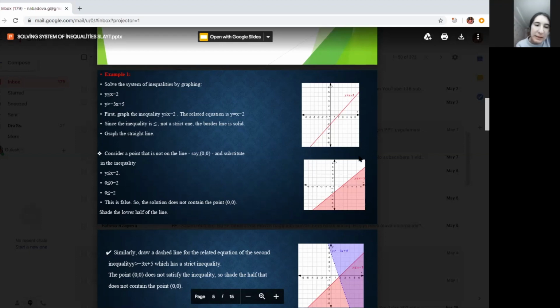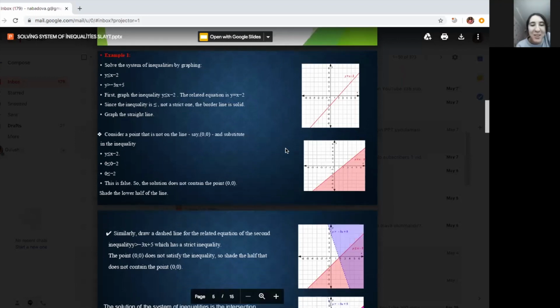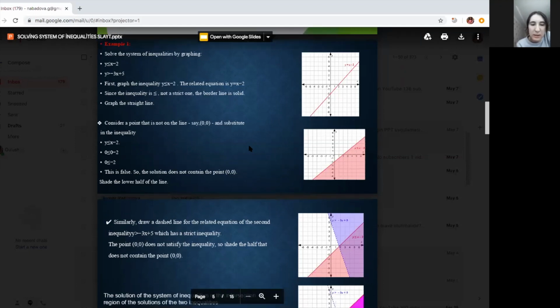Solve the system of inequalities by graphing. y less than or equal to x minus 2, and the other inequality, y greater than minus 3x plus 5. First graph the inequality y less than or equal to x minus 2. The related equation is y equals x minus 2. Since the inequality is less than or equal, not a strict one, the border line is solid. Graph the straight line.